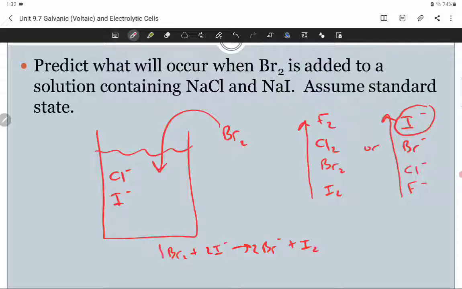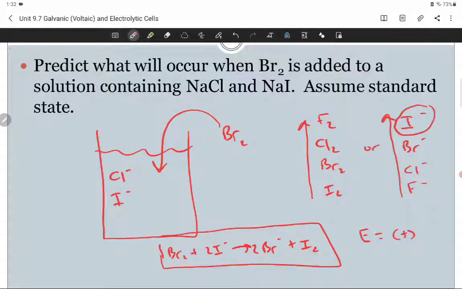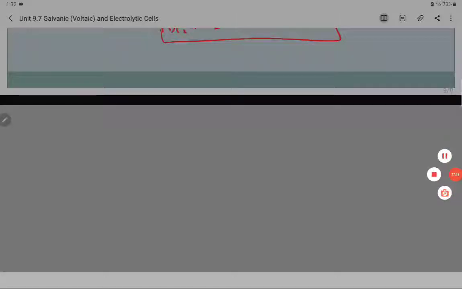Okay. So I could use the ideas of the activity series. You could also go get the half reaction voltages. I don't have them off the top of my head, but this particular setup with the bromine and iodine would give you that. If you did it with the Cl minus, it would not give you a positive E cell. It would give you a negative E cell. And that'll get us started with galvanic cells.